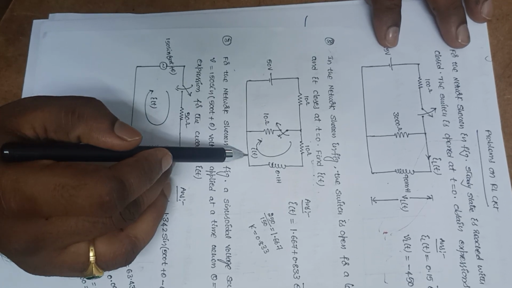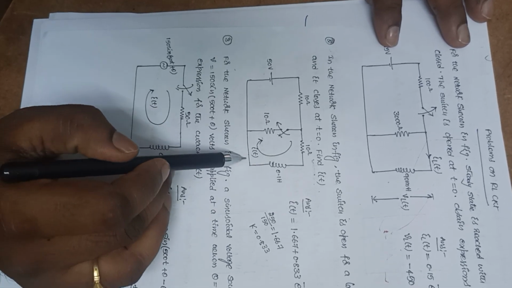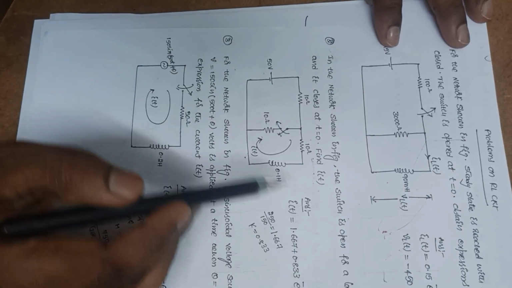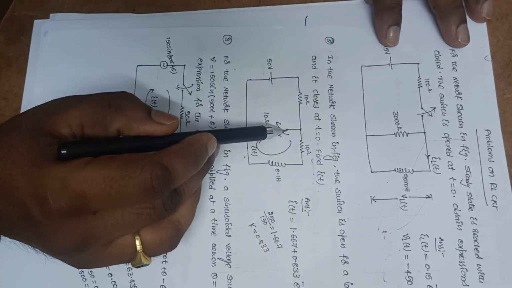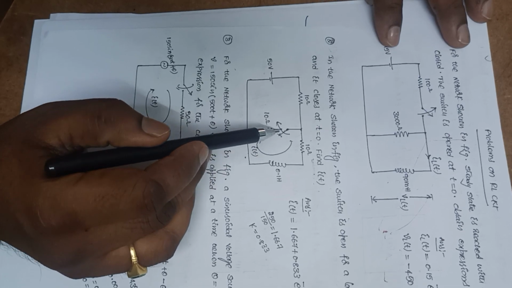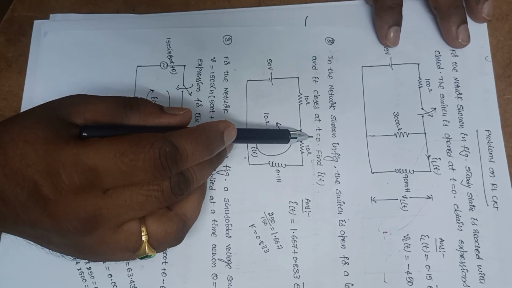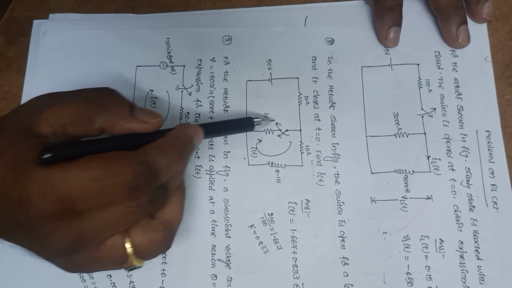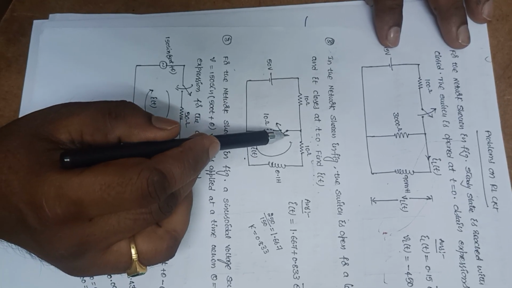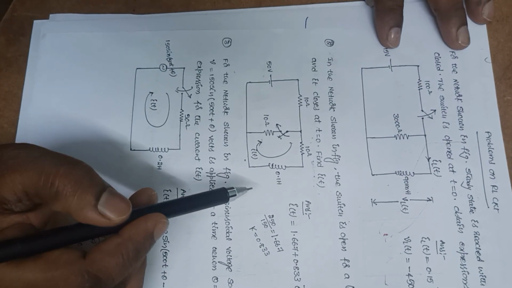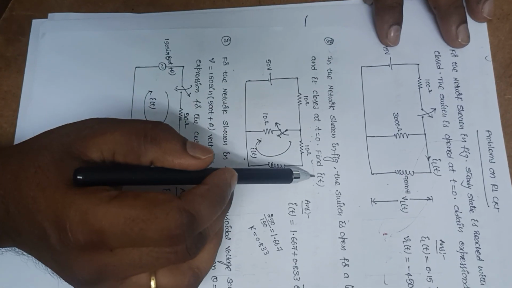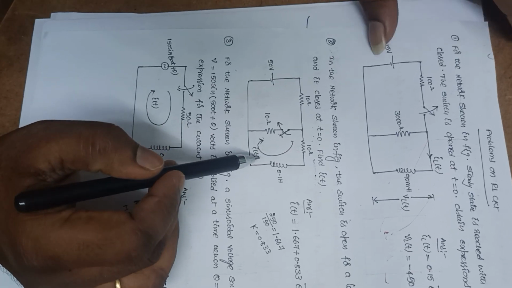I need to find this I of t for t greater than 0, and the switch is open for a long time. That means the switch is open for a long time and it closes at t is equal to 0. So the switching action is done at t is equal to 0, and at t is equal to 0 the switch is closed. Before t is equal to 0 it is in open position. So I need to find the I of t expression.